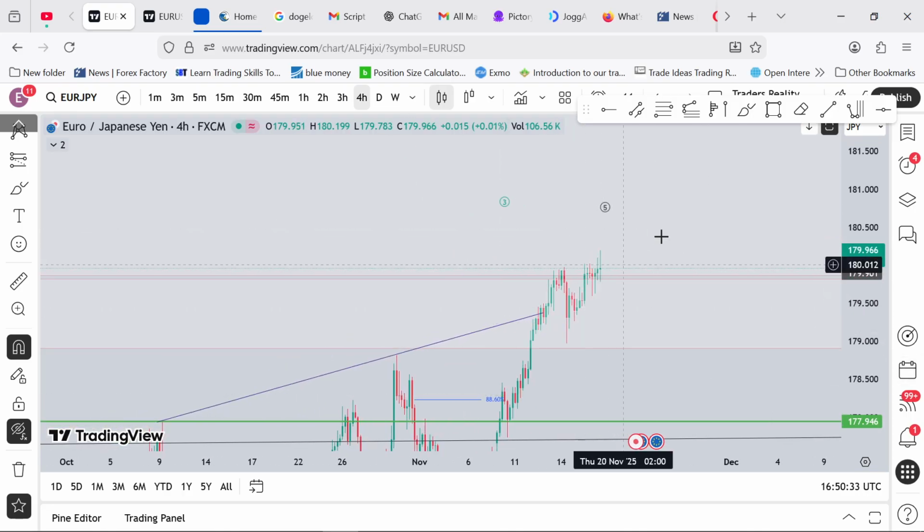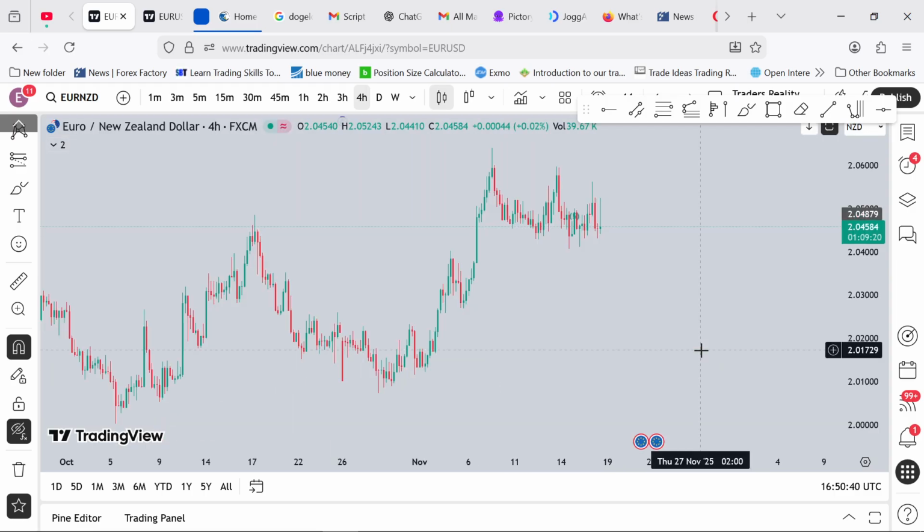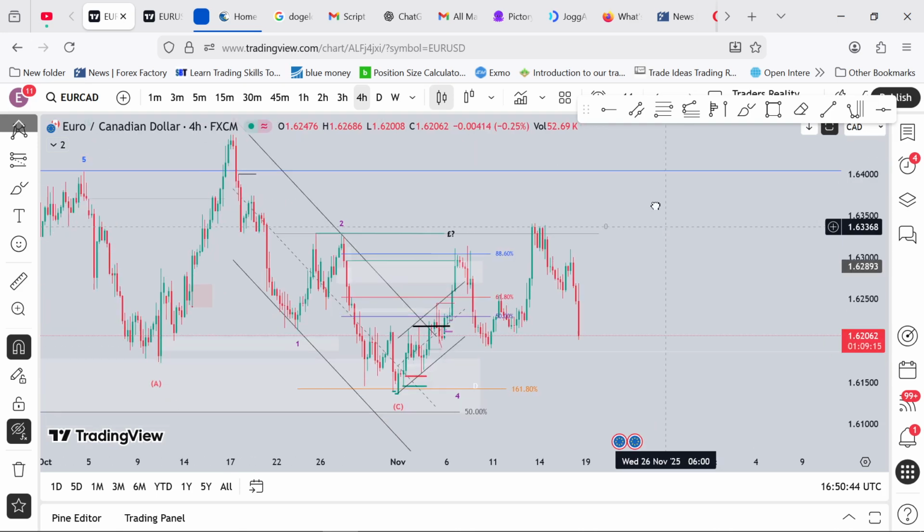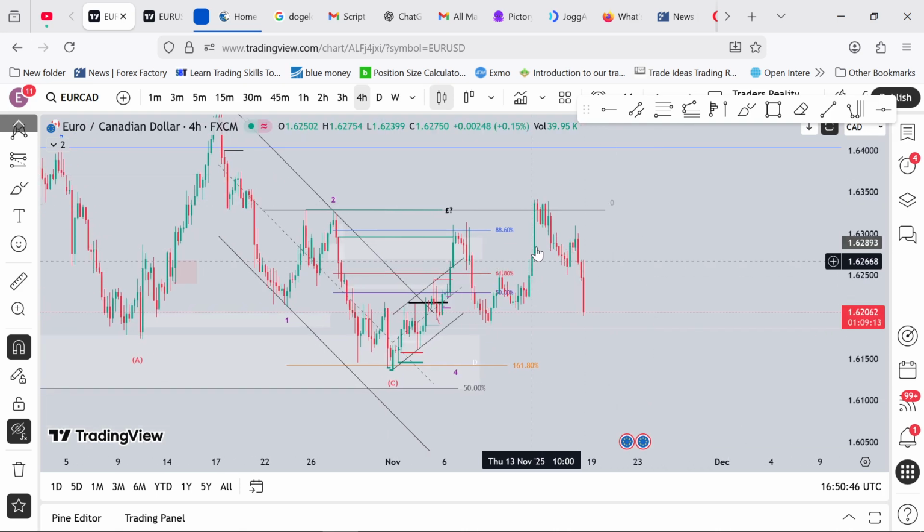There's no local fair value gaps. There was one here, it's been filled. There's one down there. We'll go to another chart. Okay, right, this should be fine. We had a fair value gap in here, so let's draw it out.